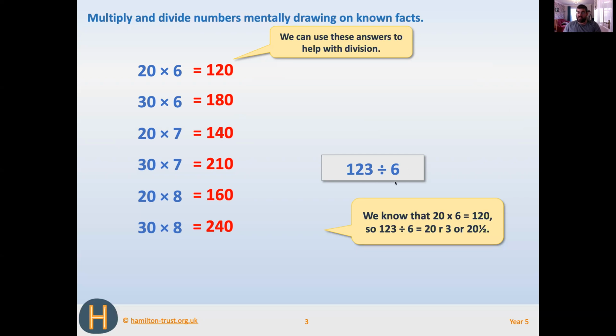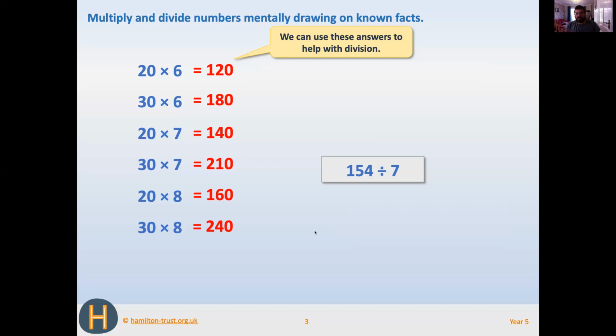Remember, when we have a division sum, all right, and we want to turn the answer into a fraction, the remainder is the numerator on the top. The divisor, that's the 6 here, that's the thing we're dividing by, is the denominator on the bottom. So this 3 on the top, 6 on the bottom, 3/6, which is the same as a half.